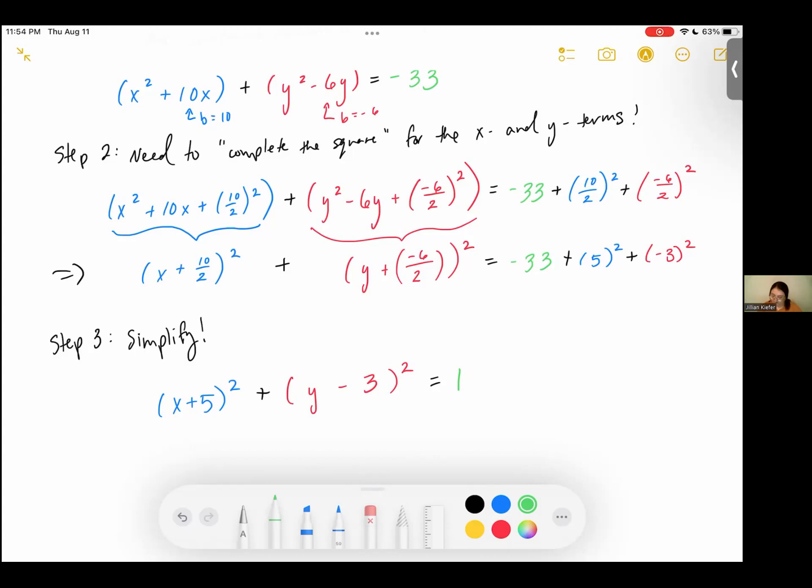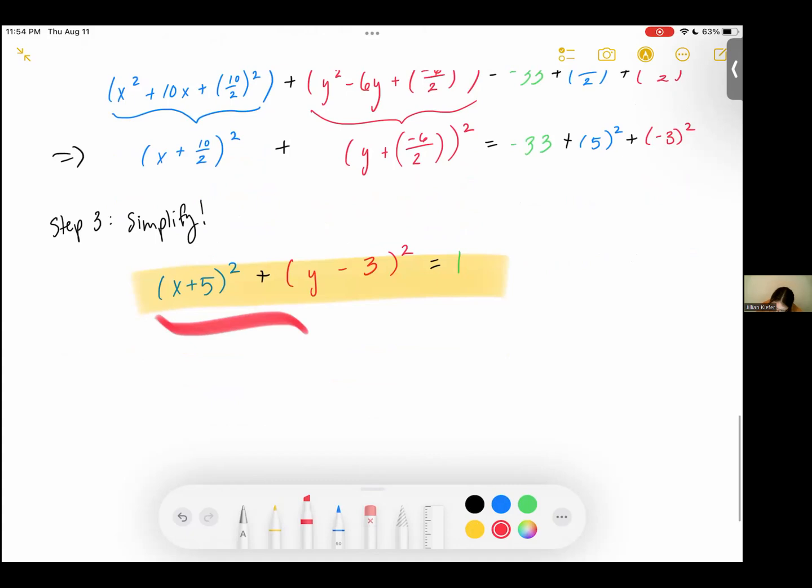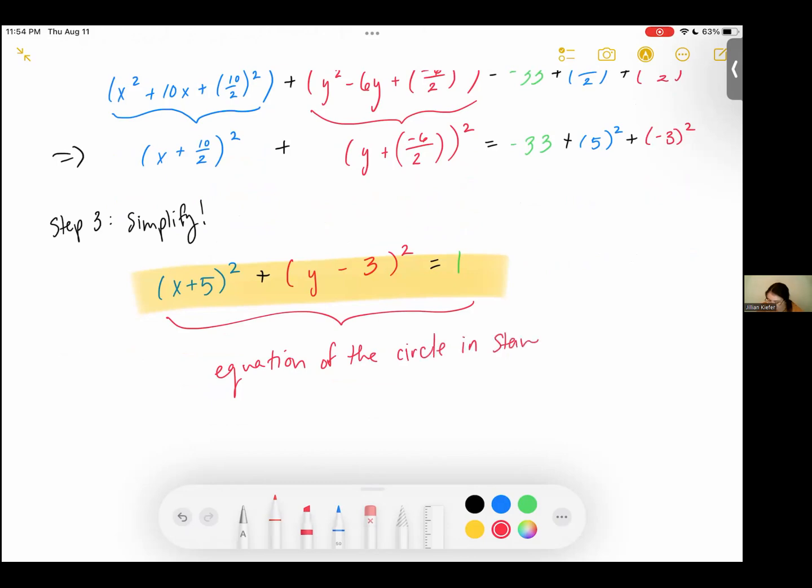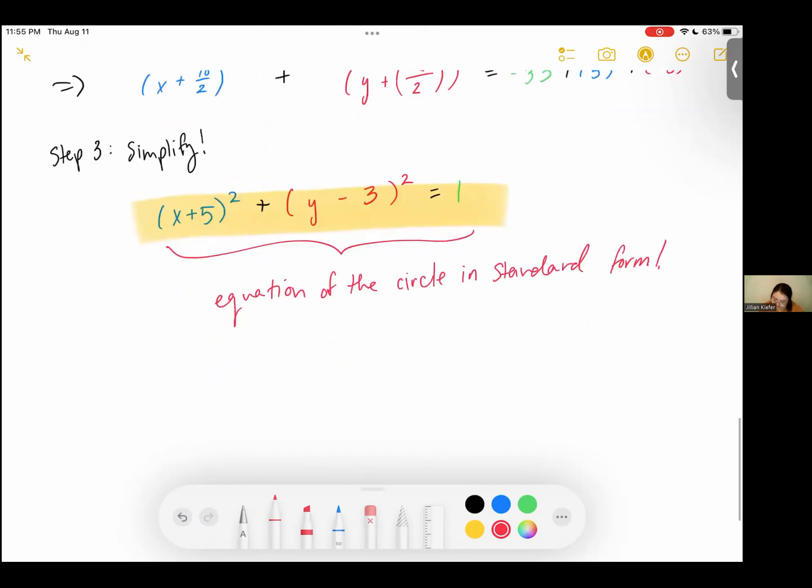So here we go. This is our equation in standard form. So this right here, whoop, wrong thing. This right here is the equation of the circle in standard form. The last thing we wanted to do is identify the center and the radius.